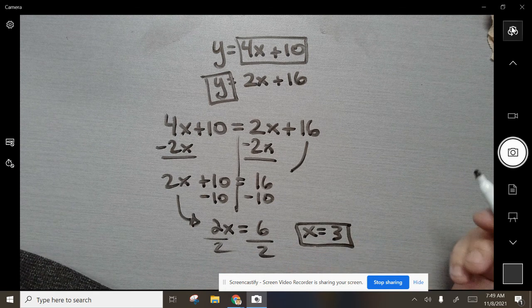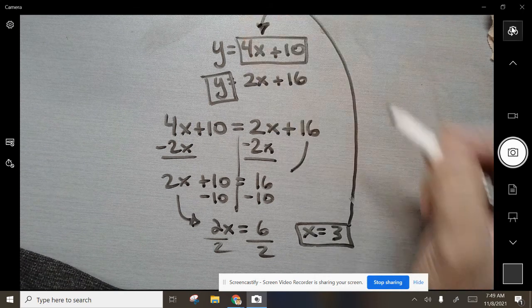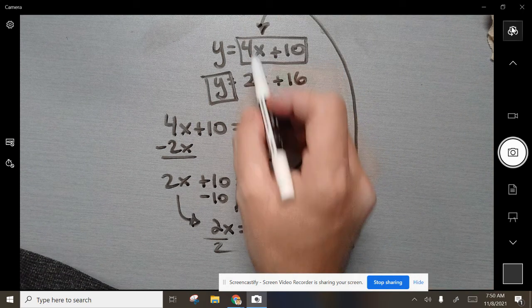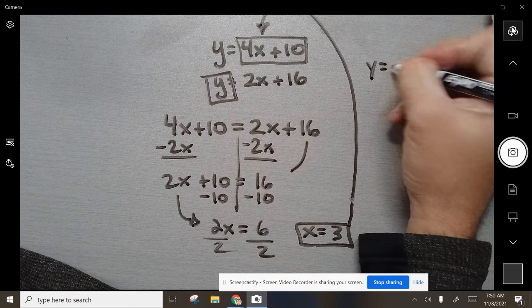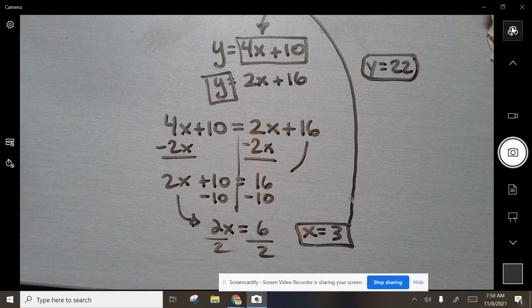If x equals 3, let's plug it back in. 4 times 3 is 12. 12 plus 10 is 22. I think we've done this one before. All right, 3 and 22. Hopefully you guys got that. Erase your boards.